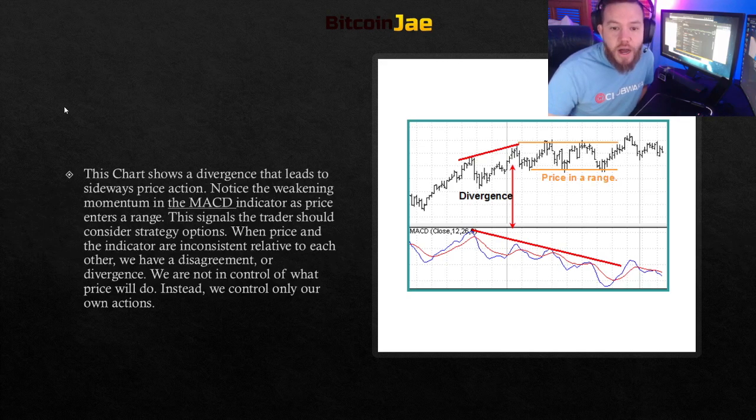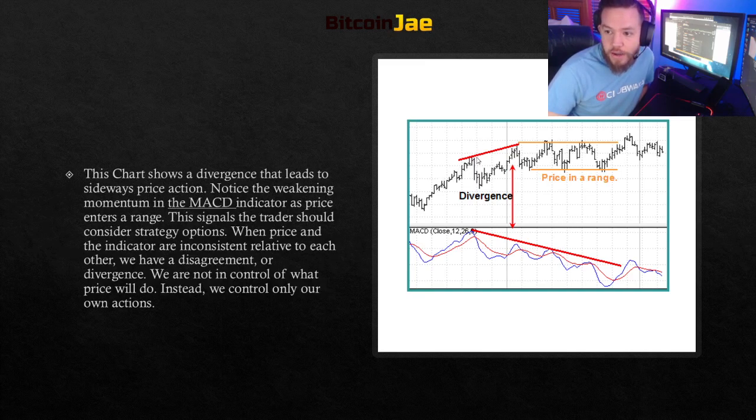Very big, guys. This chart shows a divergence that leads to sideways price action. Notice the weakening momentum in the MACD indicator as price enters a range. This signals the traders should consider strategy options. When price and indicator are inconsistent relative to each other, we have a disagreement or divergence. We are not in control of what price will do. Instead, we control only our own actions. I'm going to read that part one more time, guys. We are not in control of what price will do. We cannot control the price, but we can control our own actions.